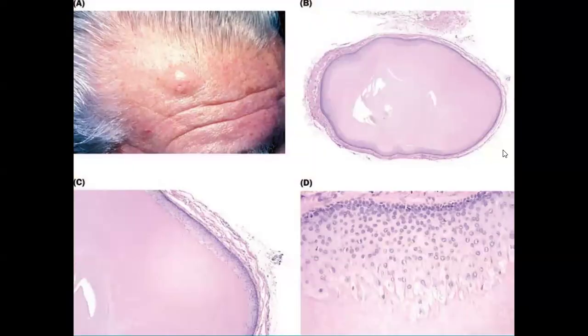Then this kind of cyst is seen typically on the scalp. Here, the keratinization is of pilar type, the homogenized type of keratinization, and the surrounding epidermis lacks the granular layer. This is a pilar cyst.